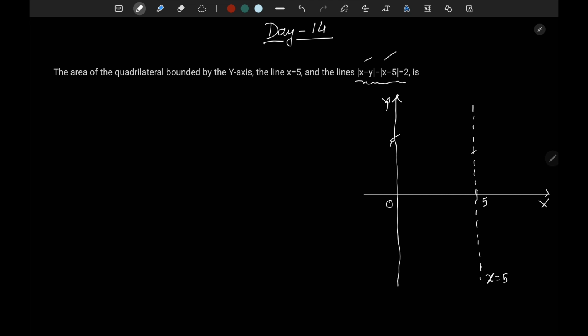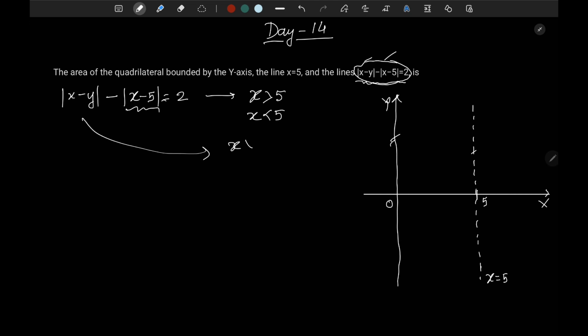Okay, now how many different conditions can we get for this particular function? What do you have here? Mod of x minus y minus mod of x minus 5 equal to 2. For this part we will have two conditions, that will be either your x greater than 5 or your x less than 5, and for this particular part we will have x greater than y or x less than y. So in total you will have how many combinations? 2 from here and 2 from here. Total there will be 4 combinations. Okay, what are those 4 combinations?